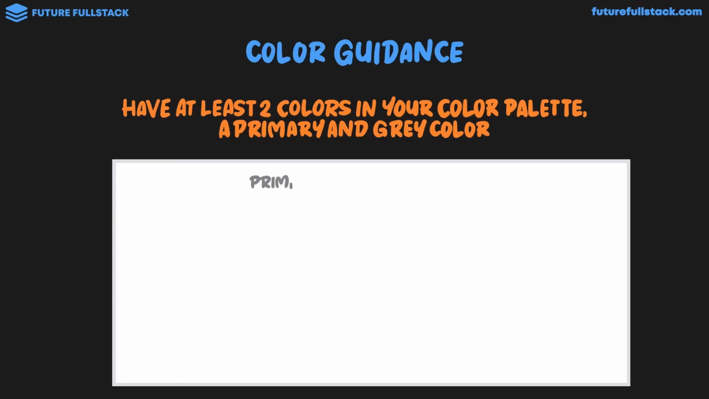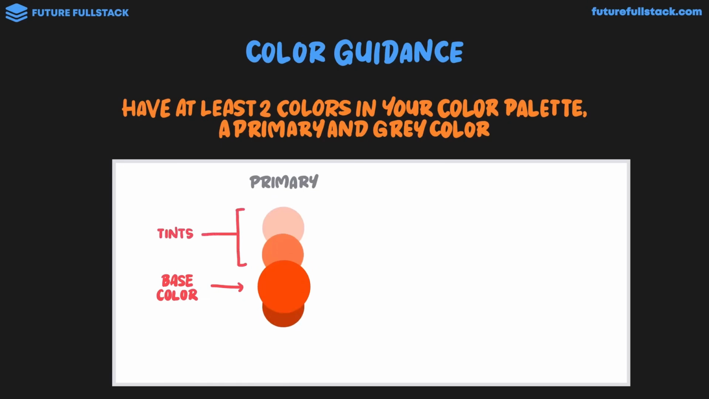We'll start with the primary color. The first thing we do is choose a base color. In this case, it's this orange. The next thing you'll want to do is add tints. These are lighter shades of our base color and will look something like this. We also want to add shades, which are darker versions of our base color and will look something like this. We then add a gray color.